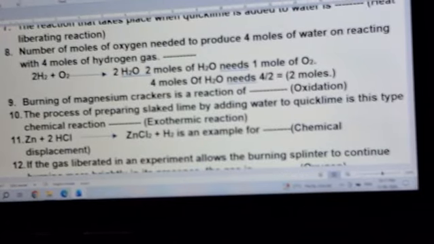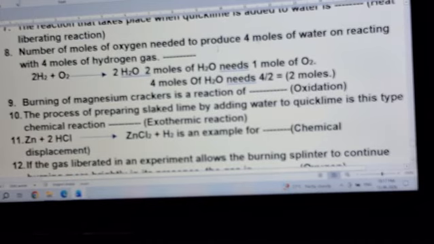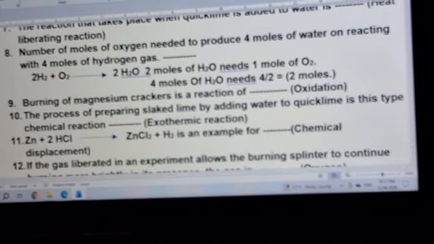Now, take the question, children. Number of moles of oxygen needed to produce 4 moles of water on reacting with 4 moles of hydrogen gas. This is the question.